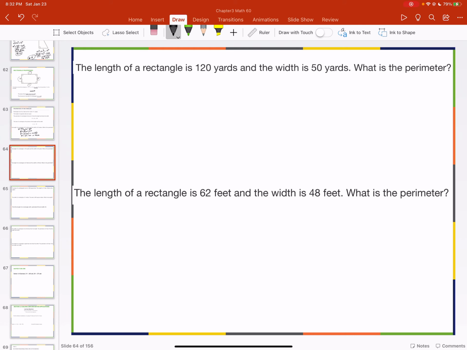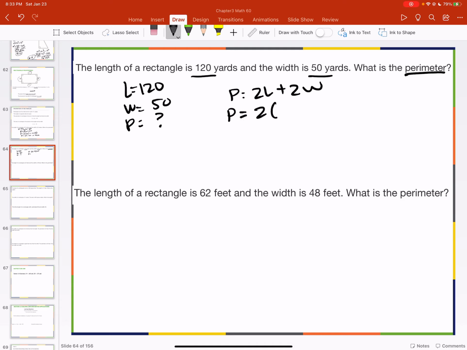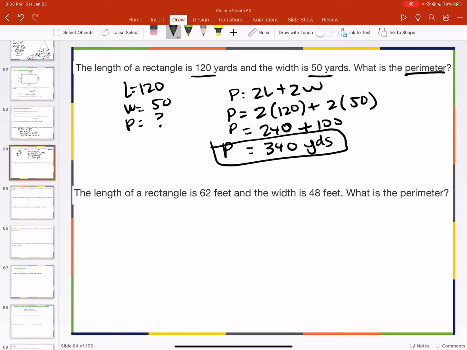Okay, so here we have another one, a couple more. We have the length is 120 and the width is 50. It helps to just write it out: L equals 120 and then W is equal to 50. Then write the equation 2L plus 2W because it's asking for perimeter. The perimeter we don't know, so we're going to leave that as a variable. So twice the length plus twice the width. That's going to be 240 plus 100, which is going to equal 340 yards.